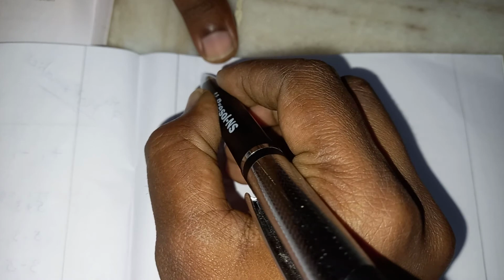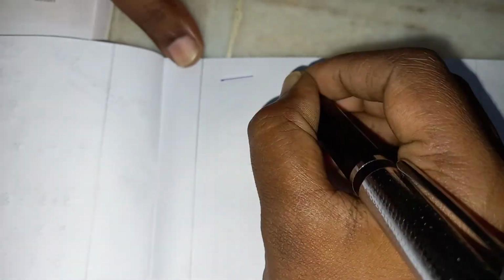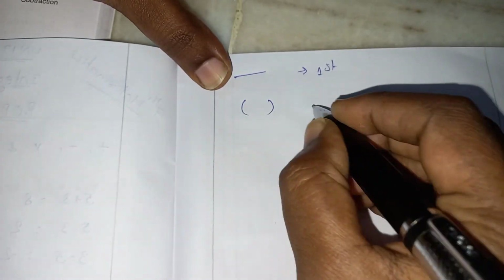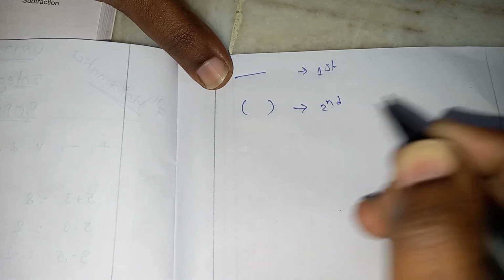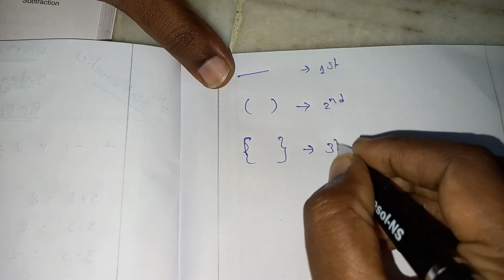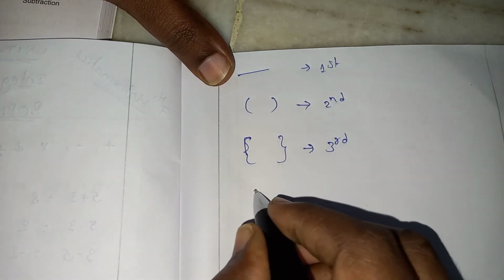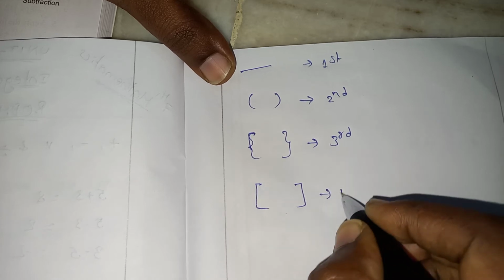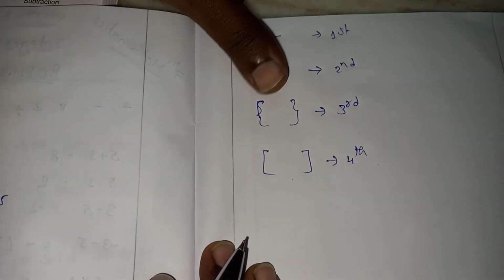So, okay, we have 4 different types of brackets. Again, we have some confusion here, right? Which brackets have the highest priority? Line bracket has the first priority. Then simple brackets have the second priority. Then curly brackets have the third priority. Square brackets have the fourth priority.